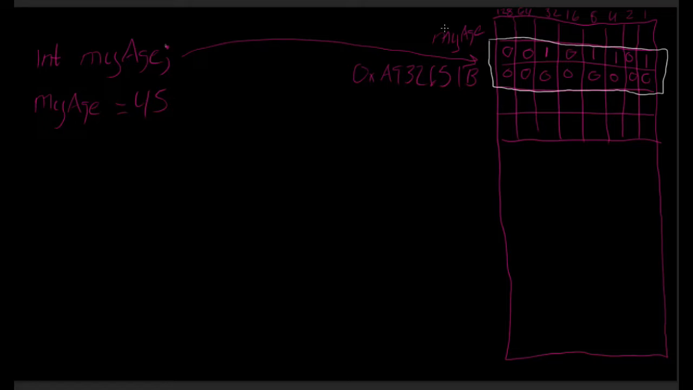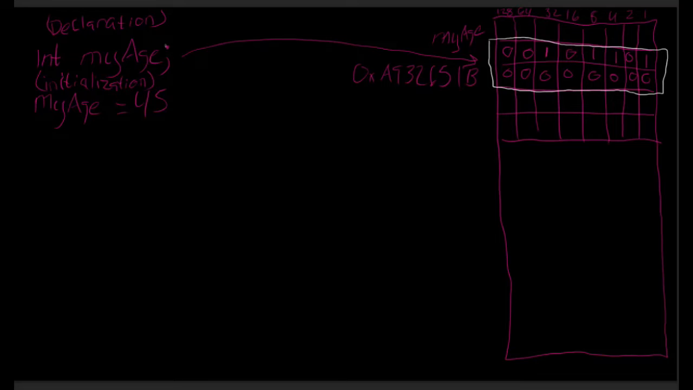So this right here is called declaring a variable. This is the declaration, D-E-C-L-A-R-A-T-I-O-N, and this is the initialization, I-N-I-T-I-A-L-I-Z-A-T-I-O-N. So we're declaring the variable, then we're initializing it.